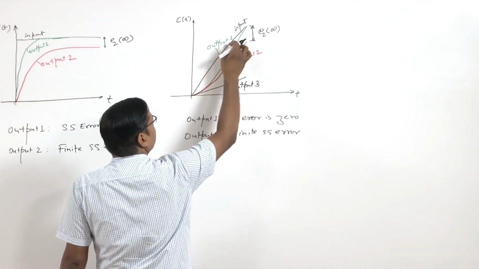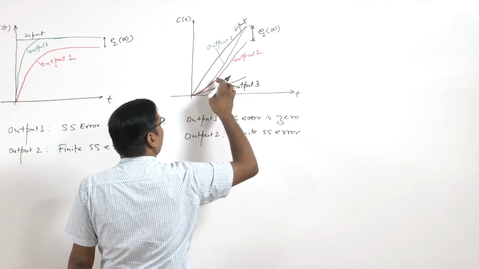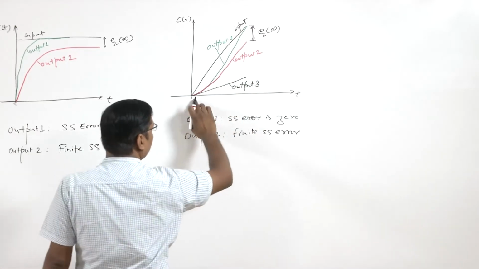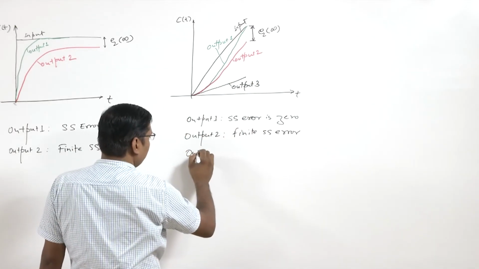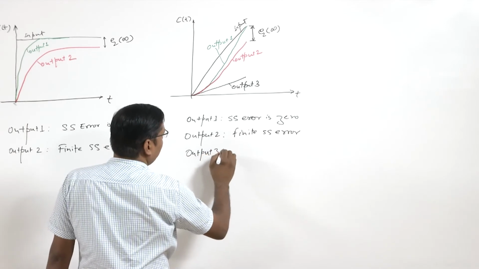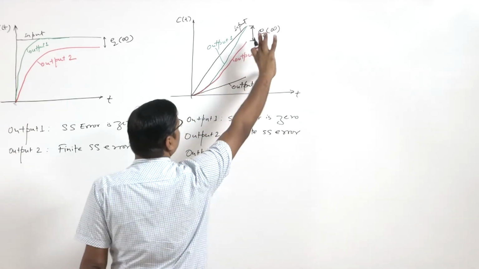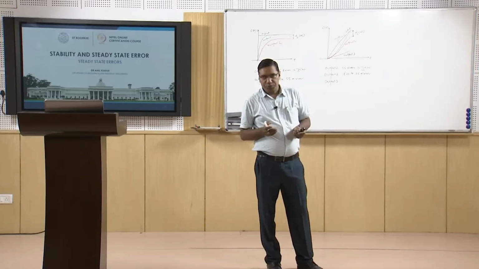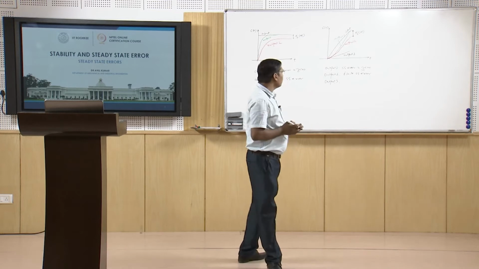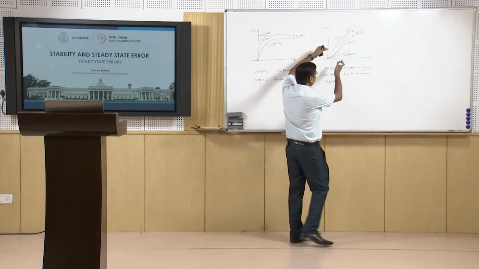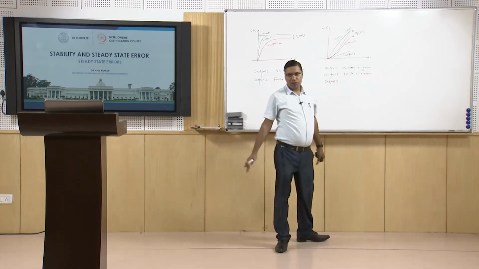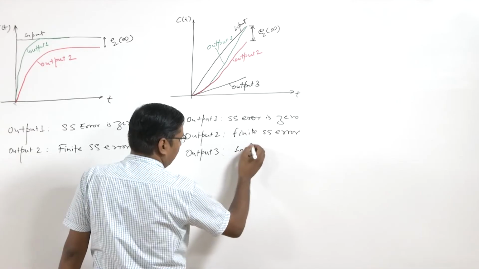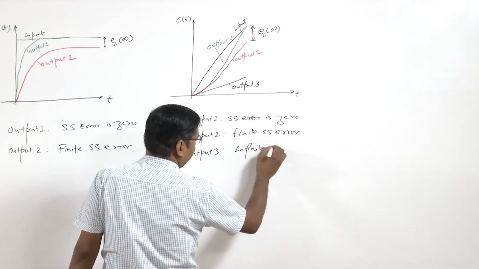and this is parallel to this, so slope is same. Here also the slope is same from here. Now see the output 3, its slope is different, and it is not tending towards the input, and they are more diverging. So here this is infinite steady state error.